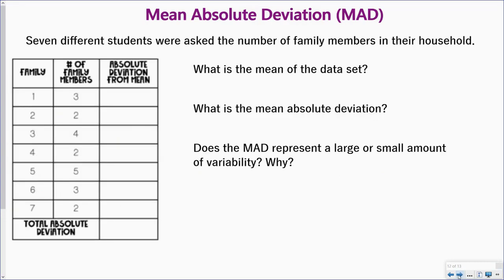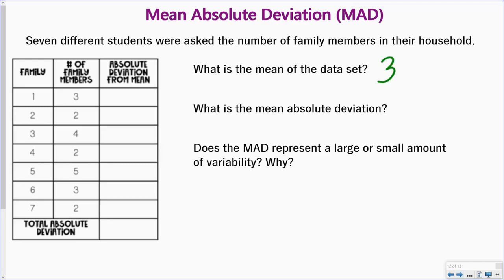So let's take a look at this data set and figure out what our mean absolute deviation is. The first thing that we need to do is figure out our mean. So I'm going to add 3 plus 2 plus 4 plus 2 plus 5 plus 3 plus 2. And then I'm going to divide by 7. And when I do that, I get a mean of 3.